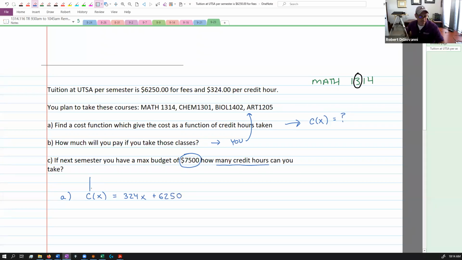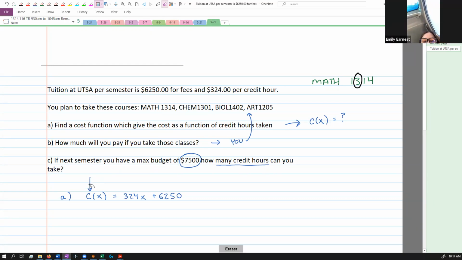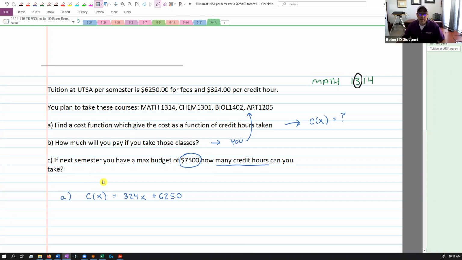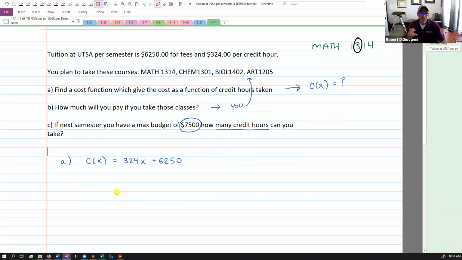Now I'm going to call it C of x, just the cost, but that's really not that important. If you called it f of x, that's fine. Okay, good. That would be your cost function. Now remember, that is not representing how much you would spend if you take the courses you plan to take. This is just the cost function in general for anybody taking classes at UTSA for that semester. All right, how about part B?